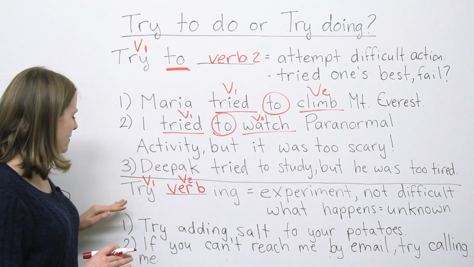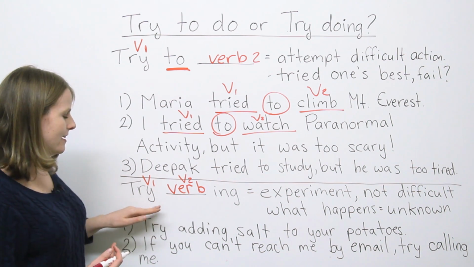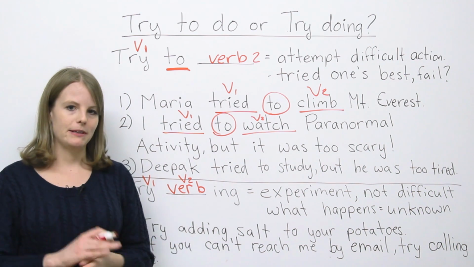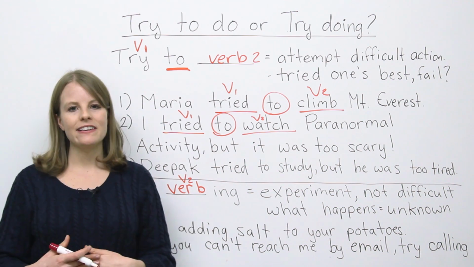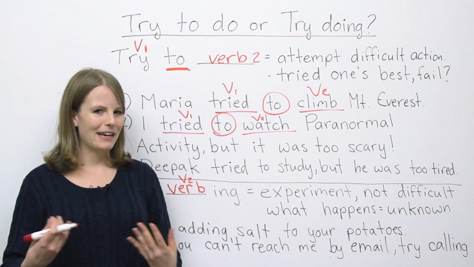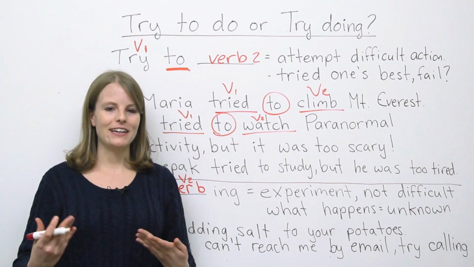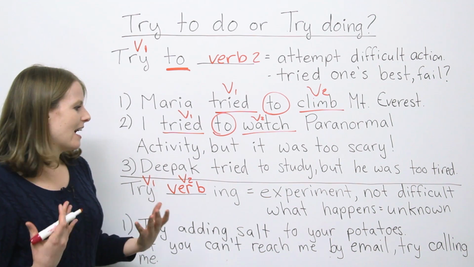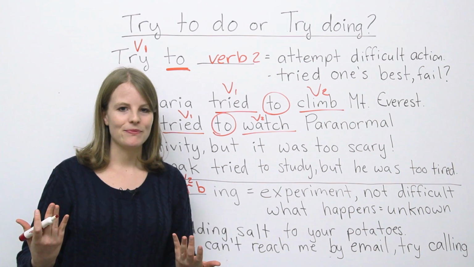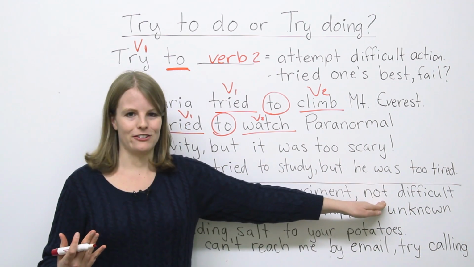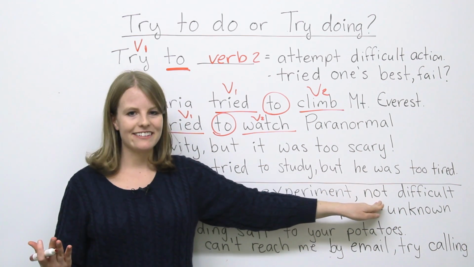Okay? Now let's compare this to try verbing. So what does try verbing mean? And so we can put any verb we want here. Well, it means we're doing some sort of experiment. By experiment, I don't mean you're a scientist and you're in a lab doing an experiment. I mean, you're doing something you haven't done before, so something new. It's something that's not really difficult. Here we had all these difficult things we were doing. Here, what you're trying, it's not difficult.